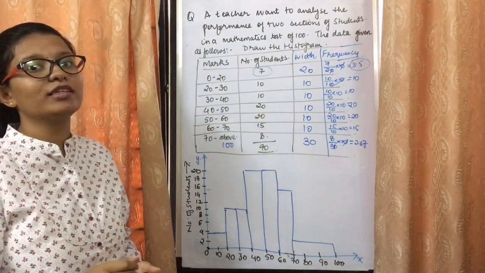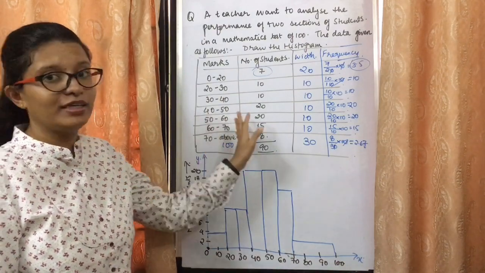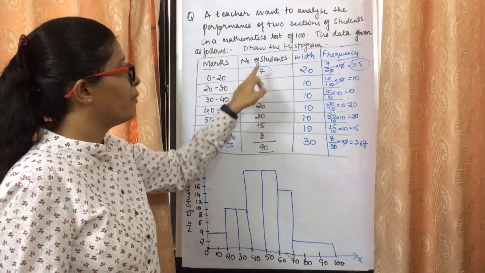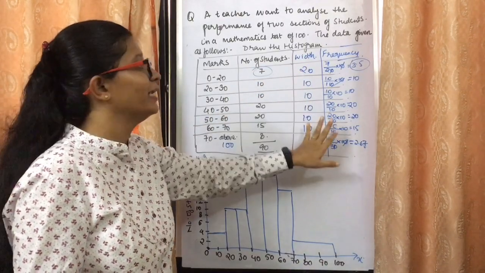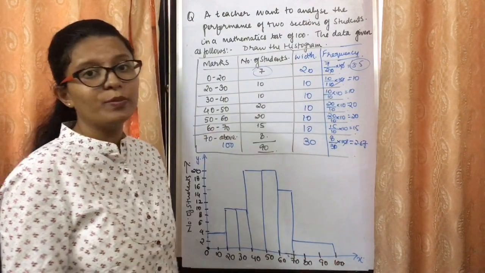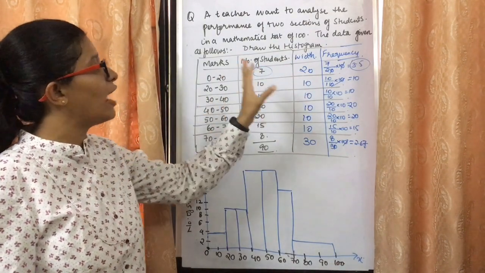If the class width given to us is not equal, first we need to adjust the frequency. What is the frequency? Given frequency upon its class interval into minimum class interval. So this is the way how we can adjust.